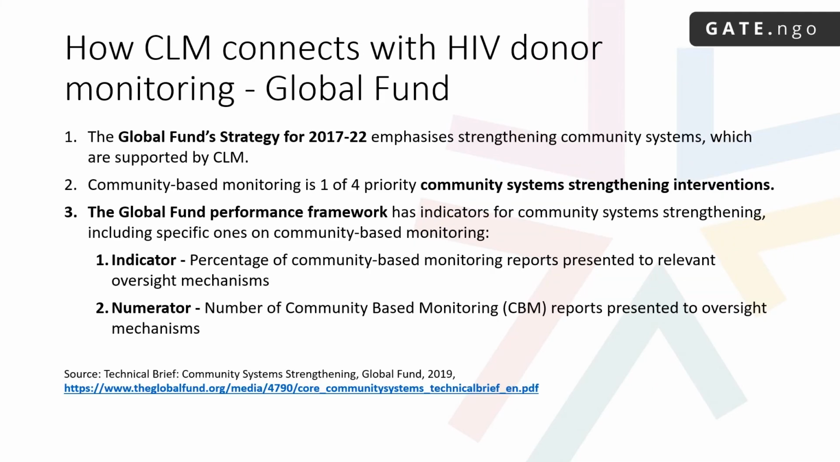The Global Fund's current strategy, which runs until this year, explicitly focuses on community-led monitoring under the area of community system strengthening. It's one of 4 priority actions under this area. And its performance framework has specific indicators as well. It measures the percentage of community-based monitoring reports presented to relevant oversight mechanisms.